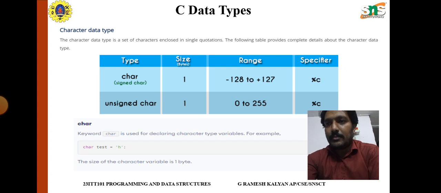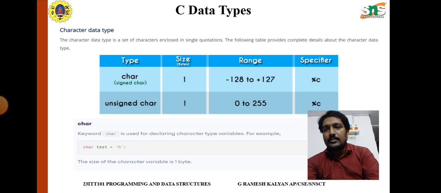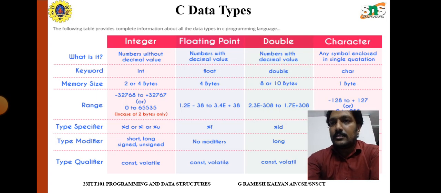So the type character. Character has a size of 1 byte, with range -128 to +127. This is specified as %c. For representing it, we use the keyword char, character. So these are the differences between various parameters: integer, floating point, double, and character.